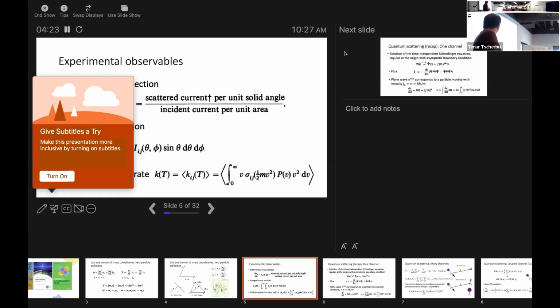But we'll also need the integral cross section, which is how much is scattered in all directions. You just integrate over all angles in the center of mass frame. But oftentimes, with an experimental setup, what you measure is not the integral cross section, because for that you have to fix the energy, the relative energy of the collision.